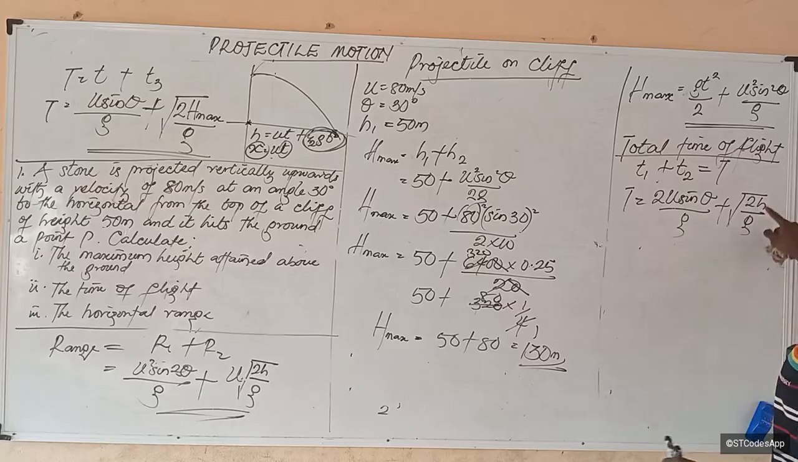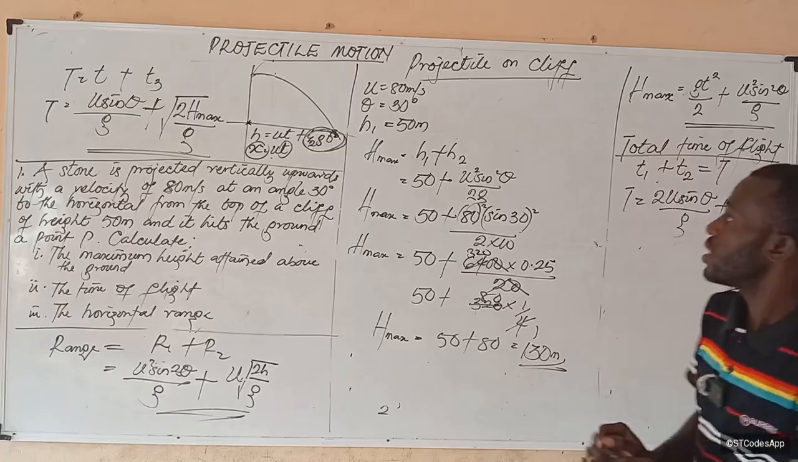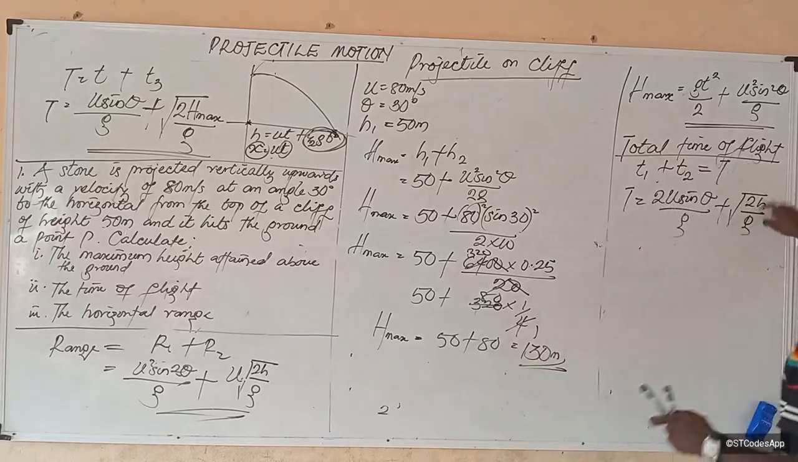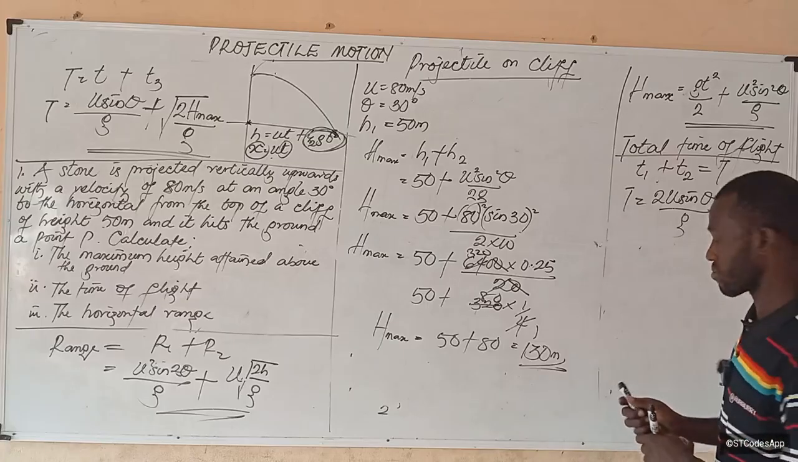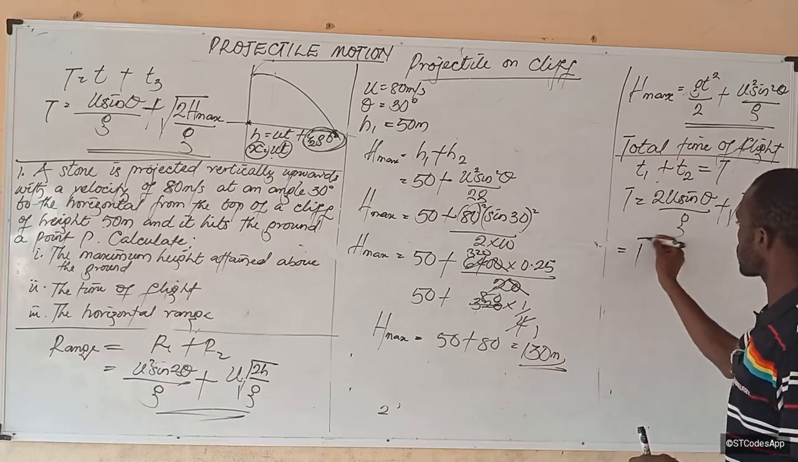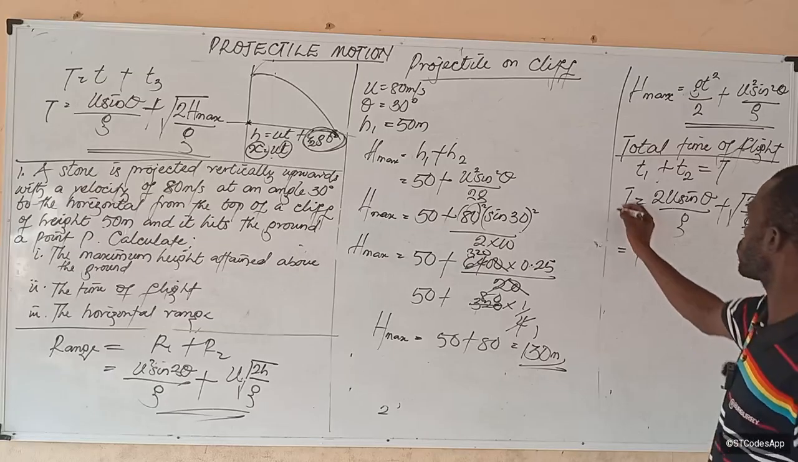Now, what is this H? H is the height of the mountain, this one, because this formula was gotten from the time taken to go from the height of the mountain down. You remember, right? So this becomes T equal to, that's question 2.